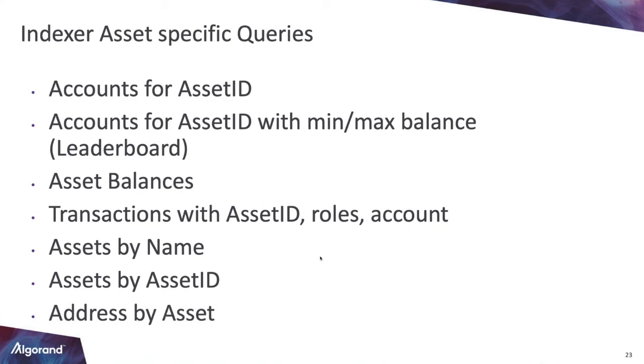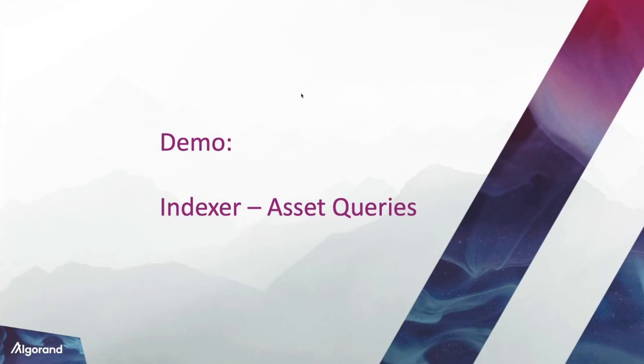And then finally, you can do a search of addresses by asset. So let's go ahead and take a look at this in the code.